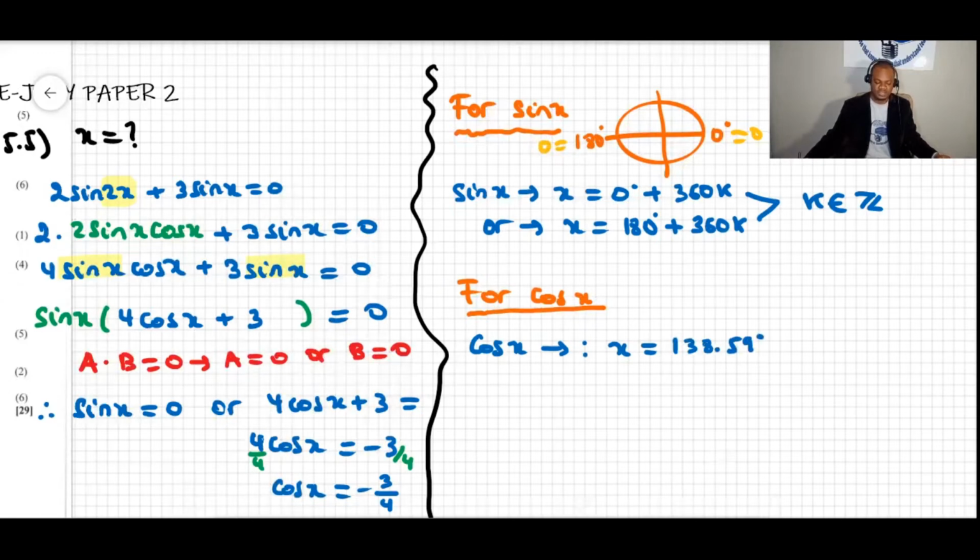Because cos is, okay, let me draw a circle here. Cos is 0 at 90 degrees. This is 90 degrees, and this is 270 degrees somewhere here, where cos is 0. So over here, cos is 0 at 90 degrees. Cos is also 0 at 270 degrees. Am I right?